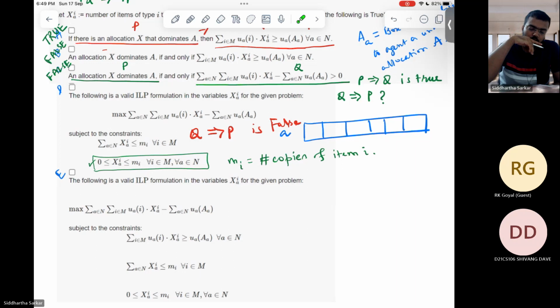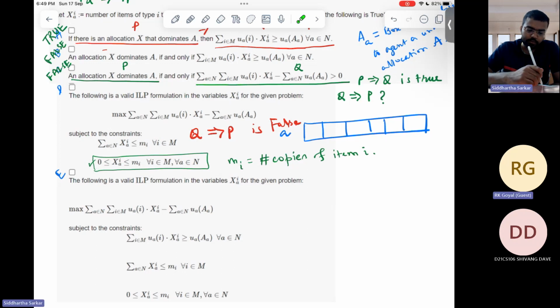Yes. But you can understand that the problem that we are trying to solve is not fully expressed by these two constraints. So maybe we need some more constraint. So let's look at the next option.